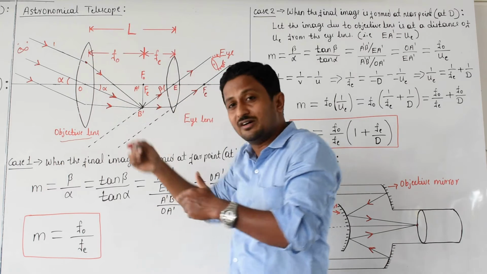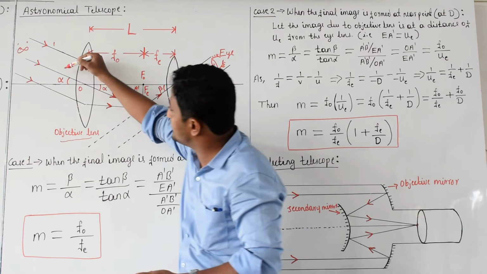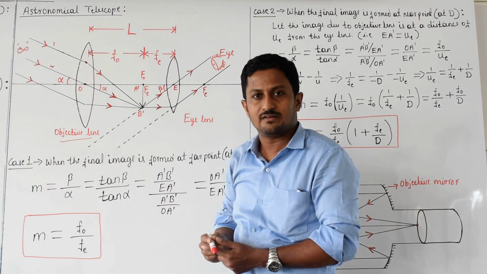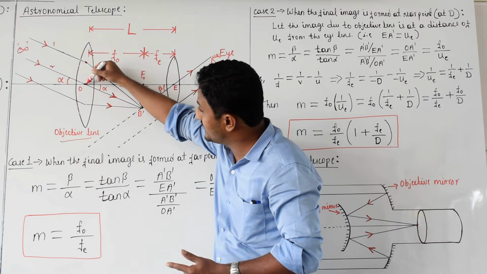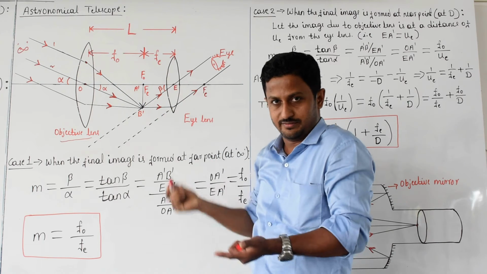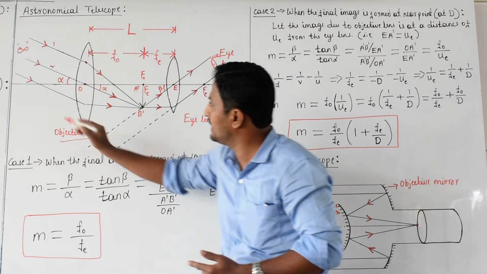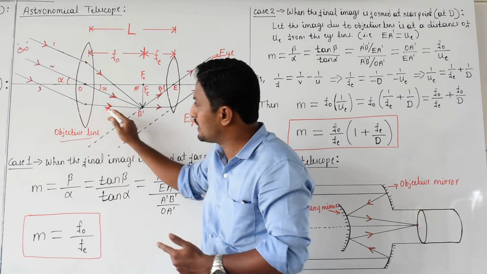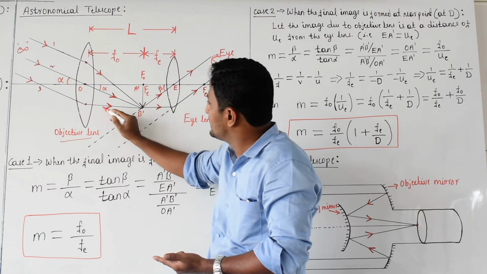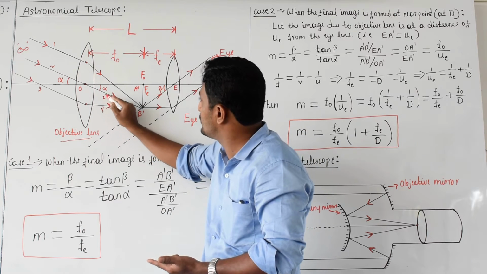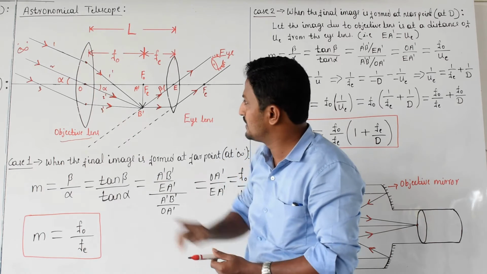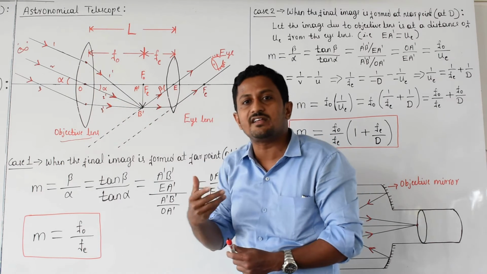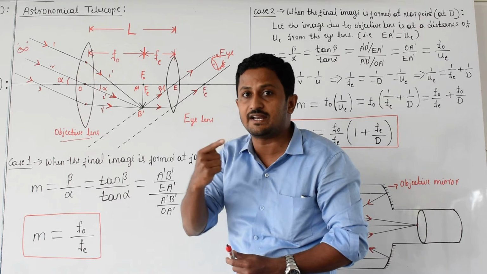Okay, it got refracted. And this is the second light ray, which is passing through the optical center, moving along its initial path only. It will not deviate. Then the third light ray is incident here, and that also refracted. These three, 1 dash, 2 dash, 3 dash, are the refracted light rays.